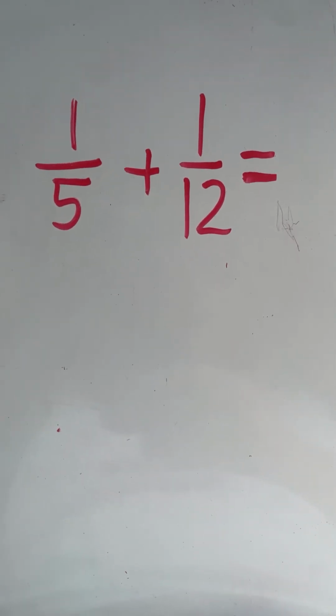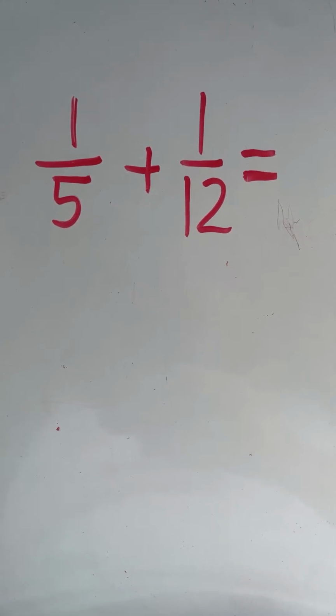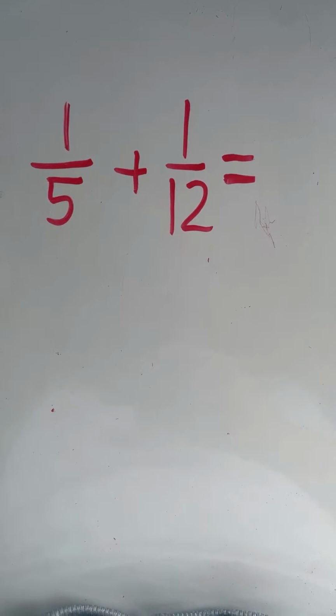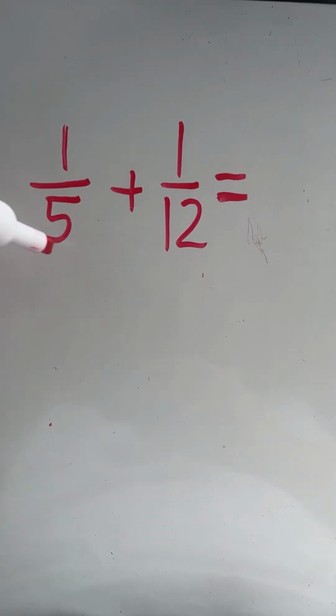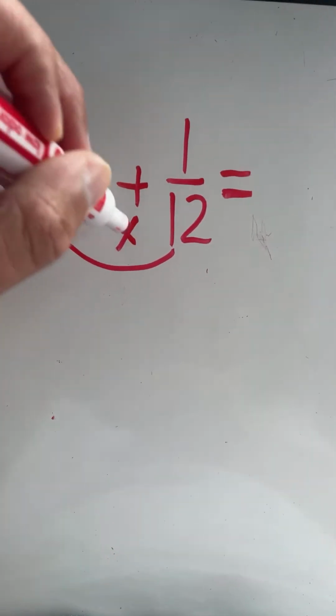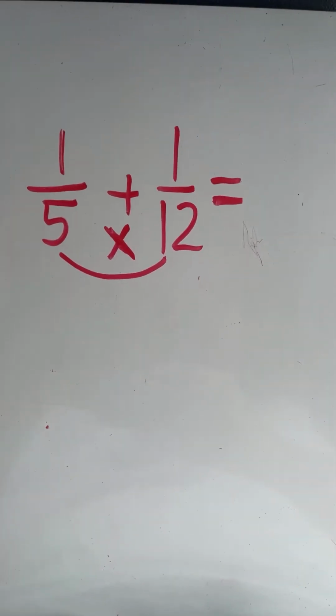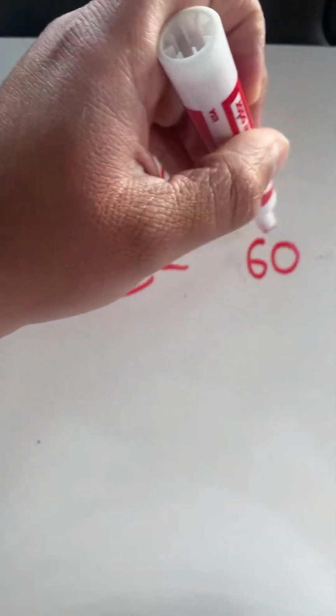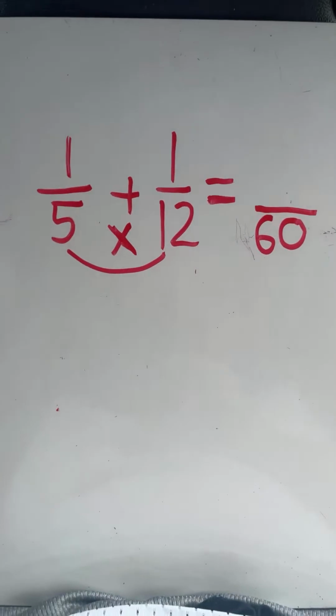All right, so our next example problem is 1/5 plus 1/12. So step 1, we find the common denominator. And we find a common denominator by multiplying our two separate denominators. So we're going to multiply 5 times 12. 5 times 12 equals 60. So 60 is our common denominator.